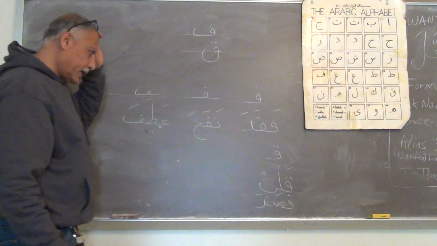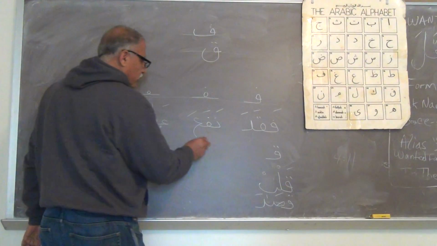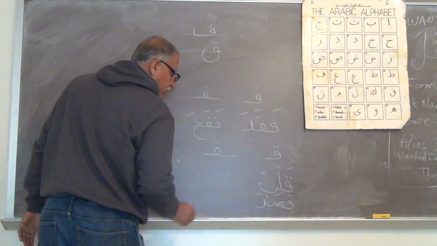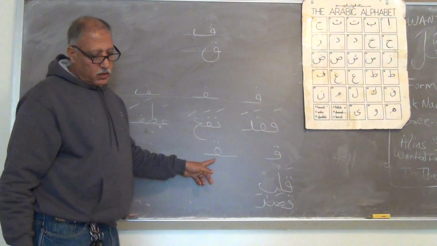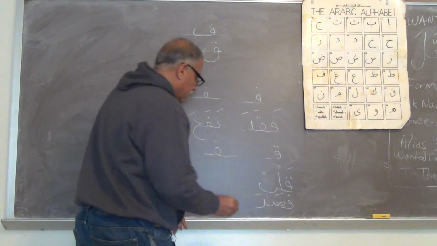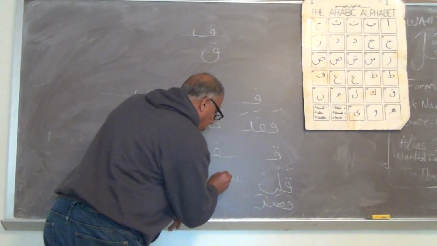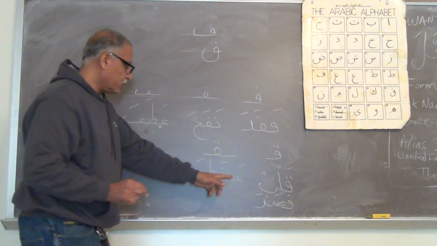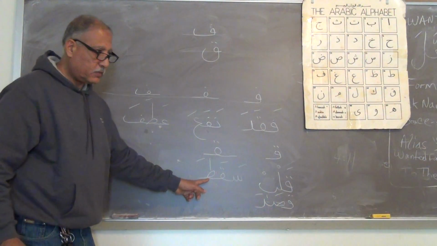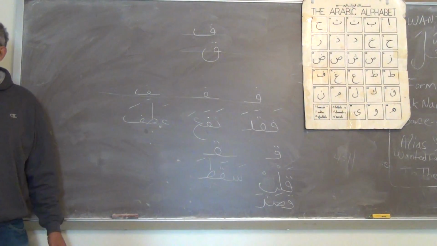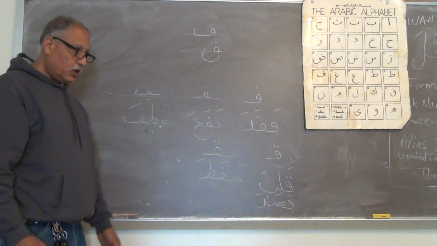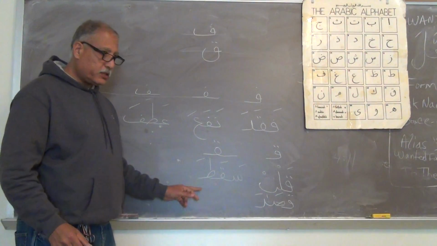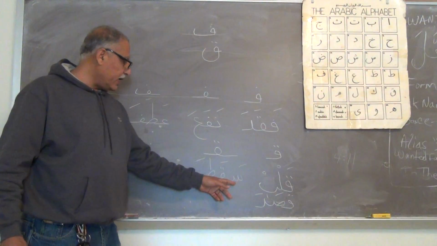حرف القاف in the middle of the word is going to be the same way as حرف الفاء, except it has two dots on it. قاف. ساقط, meaning to drop something, like drop something on the floor, or some fruit drops from the tree or whatever. ساقط.